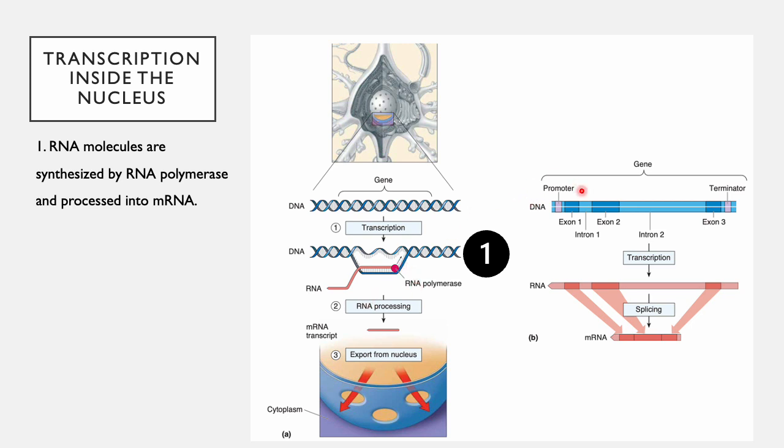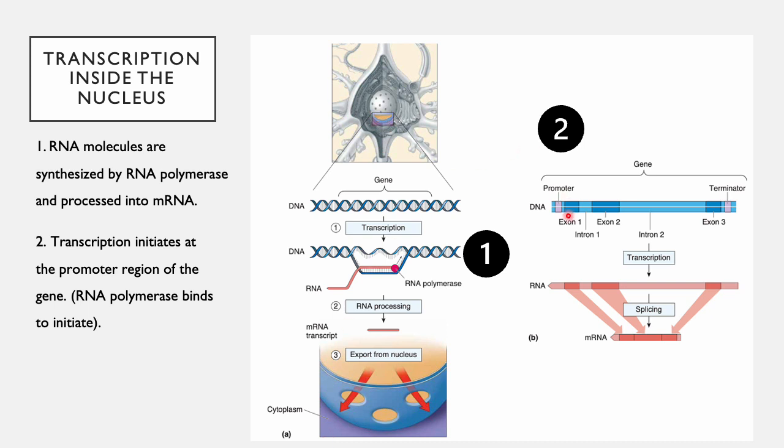Once transcription is occurring, there will be the removal of certain segments within DNA. For example, exons are the segments that are going to end up coding for protein, so they remain in the sequence. However, introns are spliced out of the mRNA because they do not code for protein.